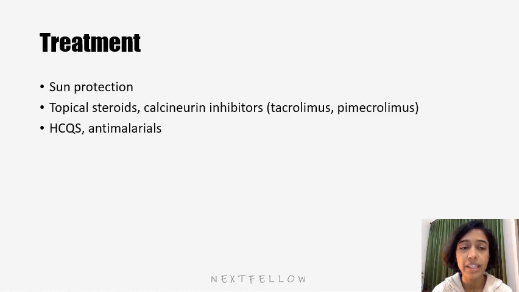The treatment in discoid lupus is sun protection. Topical steroids are also quite effective in treating localized lesions, and once they heal, you can use calcineurin inhibitors: tacrolimus, and the milder one is pimecrolimus. These are topical. Hydroxychloroquine, antimalarials, are also used in DLE because they are part of the sun protection part of the treatment, and anti-inflammatory, of course.